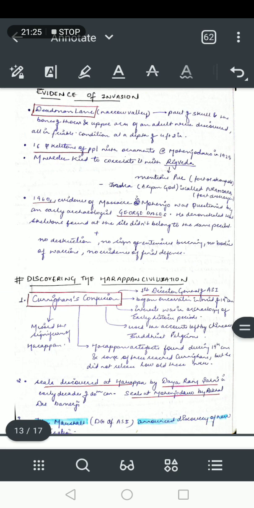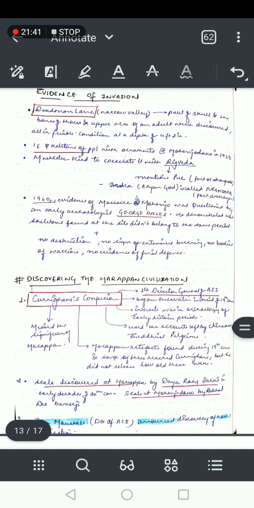Now, as we had discussed a few minutes earlier, one of the reasons for the destruction or decline of this Indus Valley civilization was invasion by the Aryans. Now, why was such a theory given? Because there were certain evidences of invasion.